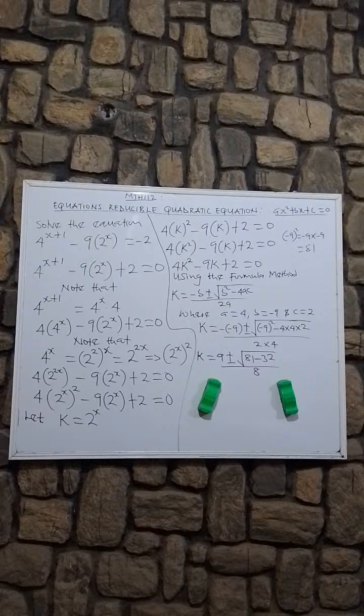81 minus 32. Use your calculator now. 49, yeah. 49, I love that. You are good. Thank you very much. So we are going to have 49.